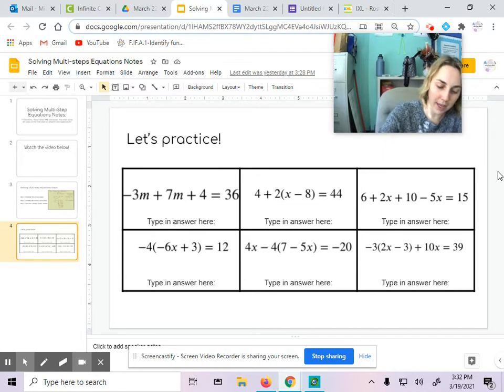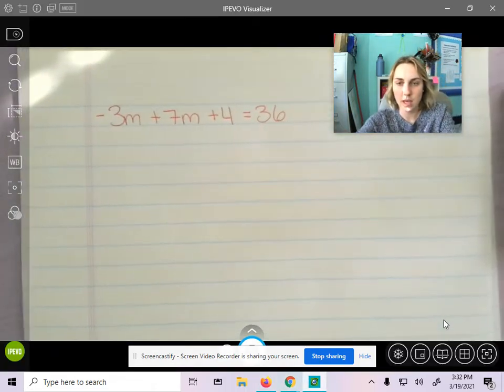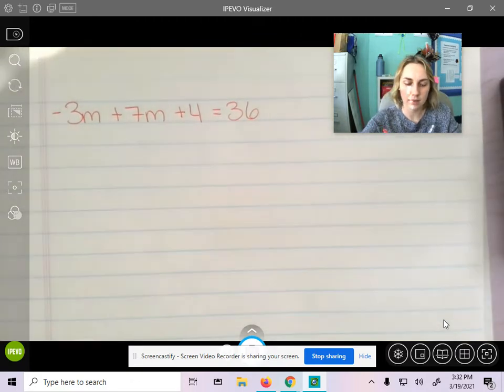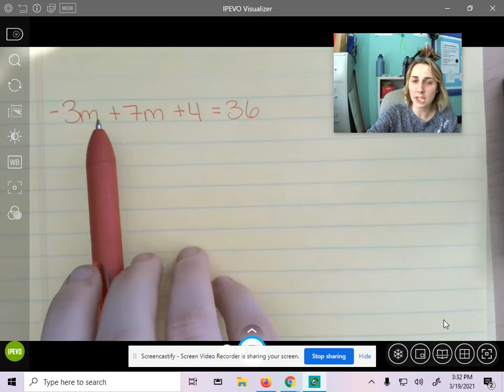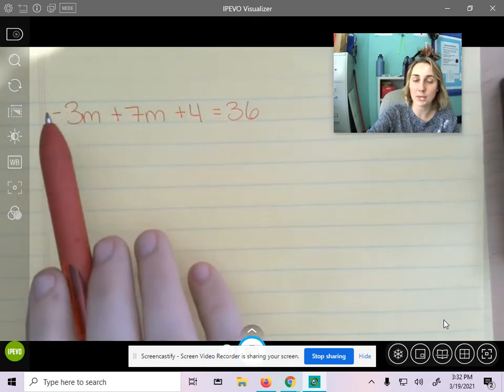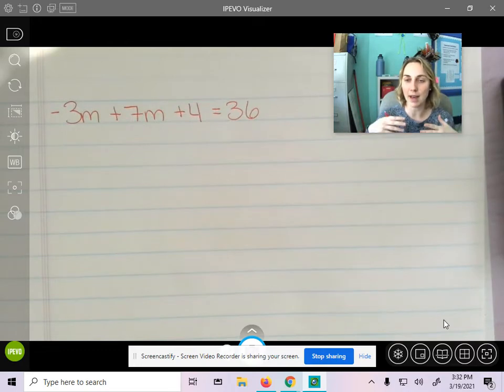So our first problem we have is negative 3m plus 7m plus 4 is equal to 36. All righty, let's do this. Okay, so I hope y'all can see this okay. Yeah, that works. All right, so the first step to solving this multi-step equation is I need to combine my like terms. So I need to be able to locate which terms are like, and then I need to be able to add or subtract them.